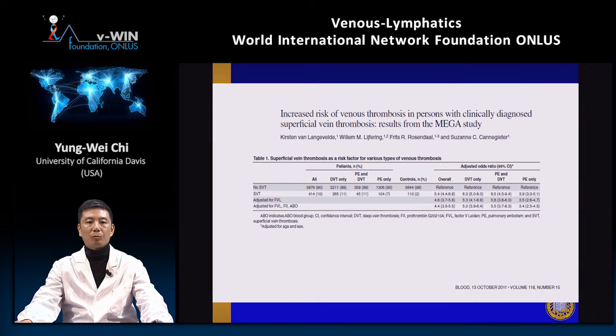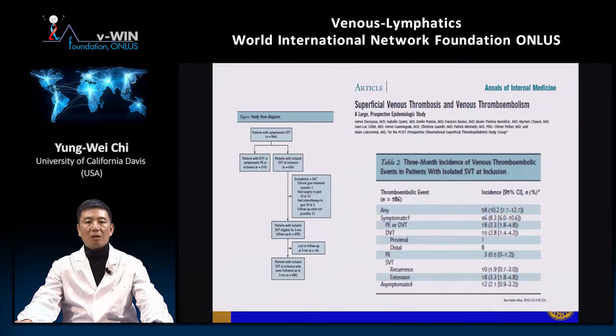However, contrary to prior notion, superficial venous thrombosis is not a benign condition, and the MEGA study showed a higher prevalence of DVT and PE events in those who suffer from superficial venous thrombosis than in controls. The POST study group from France indicated an average of 10.2% incidence of DVT, PE, and extension of superficial venous thrombosis over a 3-month period after diagnosis.